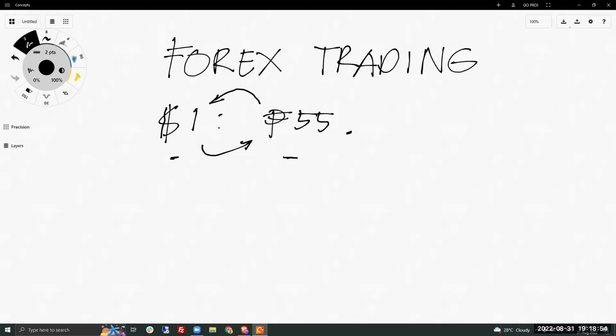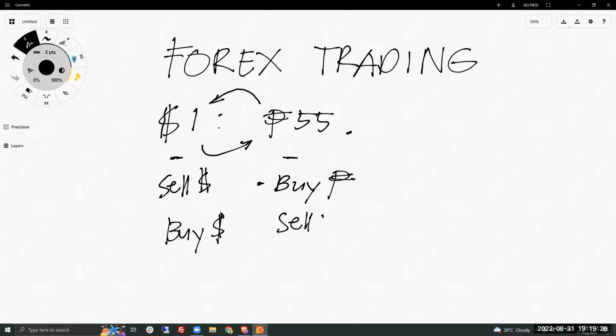Ang starting point mo is $1, but you are buying peso, you are actually paying $1. So ibig sabihin, you're selling off yung dollar mo. Okay? Same goes kung meron kang peso and you want a $1, you are actually buying dollars and you're selling peso. Okay? So every time that you buy one currency, you sell another currency at the same time.